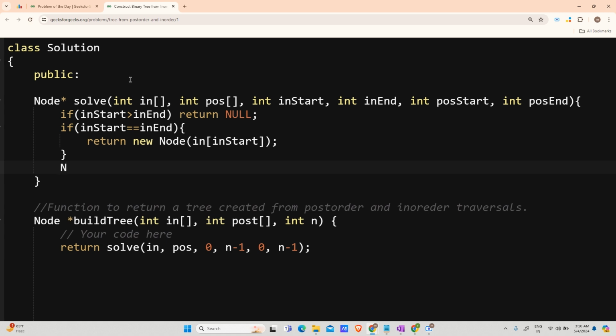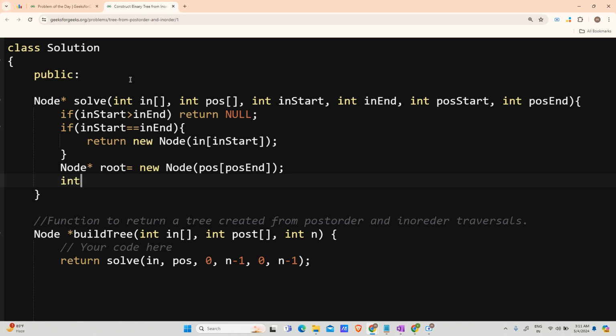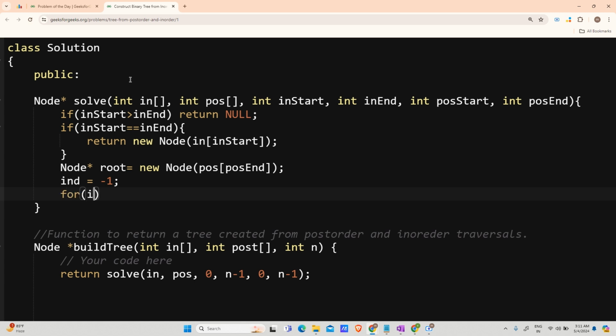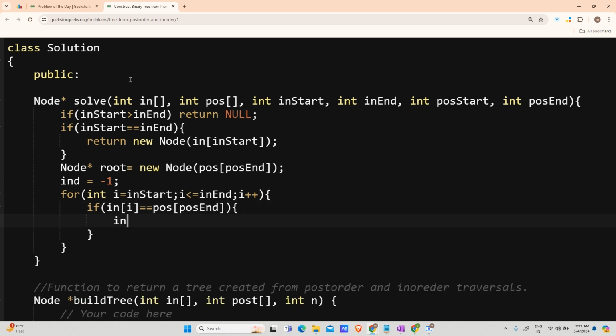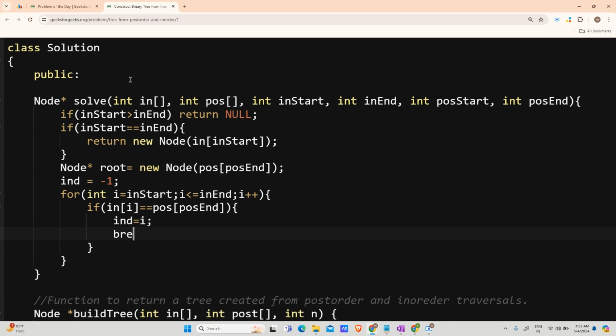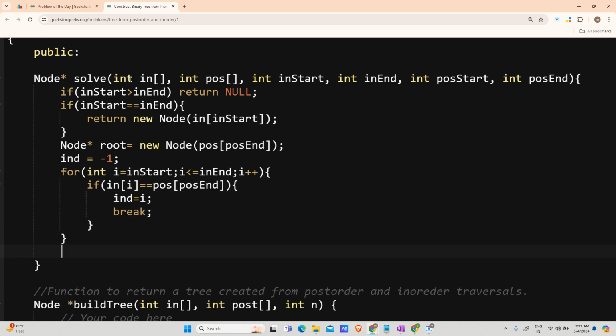What was the first task? We said node star root equals new node. What is the value of this new node? Post of post end, right? Now I will try to find this value in the in order traversal. I will mark the index as -1. I will say for int i equals in start, i less than or equal to in end, i plus plus. If in of i equals post of post end, in that case my index becomes i and I break out of the loop. Break, right? Alright, now I got the index.